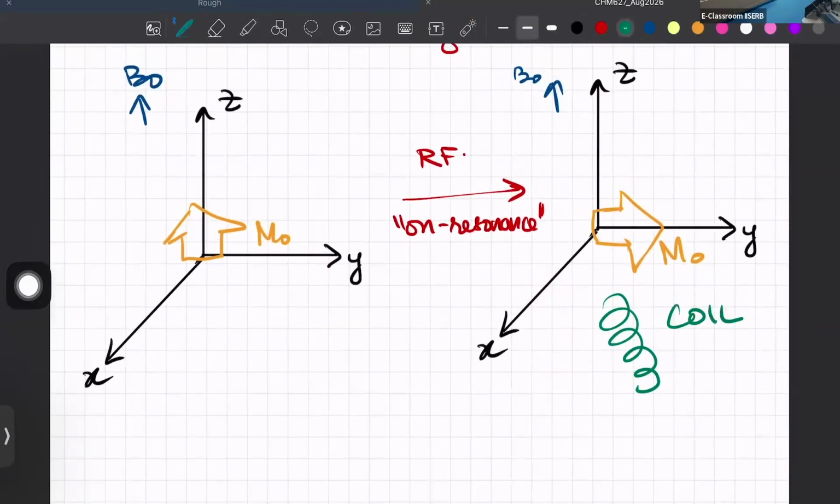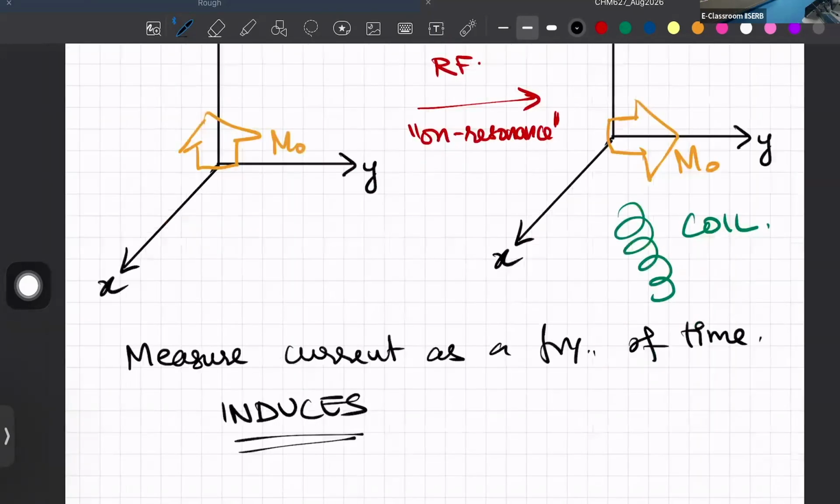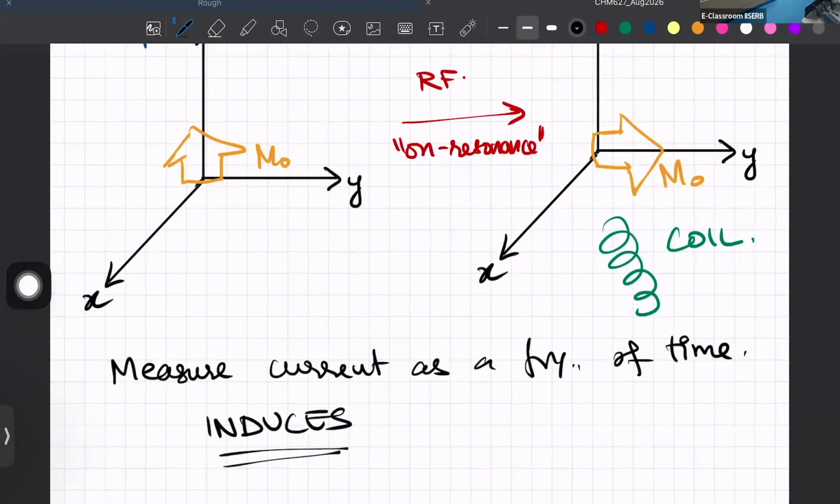Coil and measure current as a function of time. And remember, this magnetization that cuts the coil induces a current, which is also why it's called magnetic induction. The magnetization cuts the coil, therefore induces a current. That current magnitude you will be able to measure, okay, as a function of time.